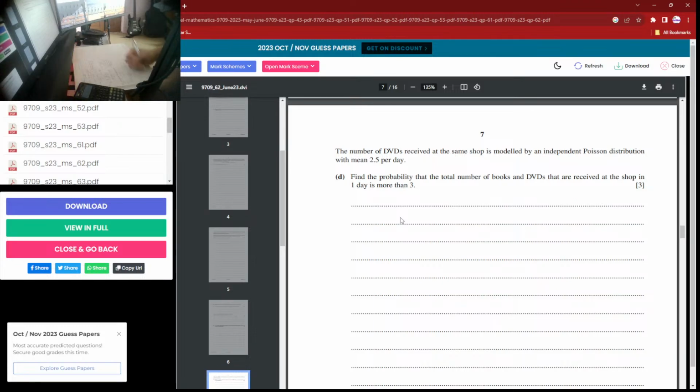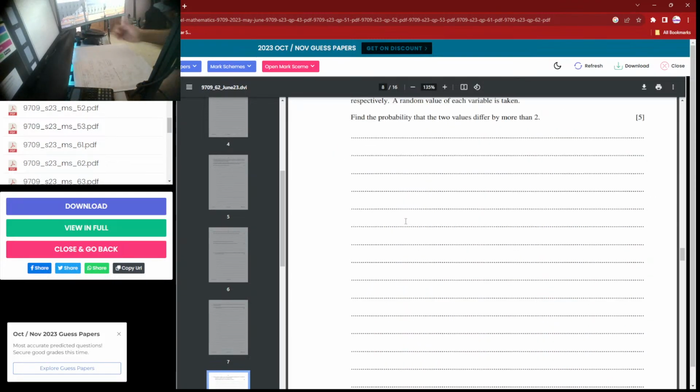There we get 1 minus negative 7.6 times 1 plus 7.6 plus 7.6 squared over 2 factorial plus 7.6 cubed over 3 factorial. We get 1 minus 0.05537, and therefore we get 0.945. Okay, moving on, 5a.